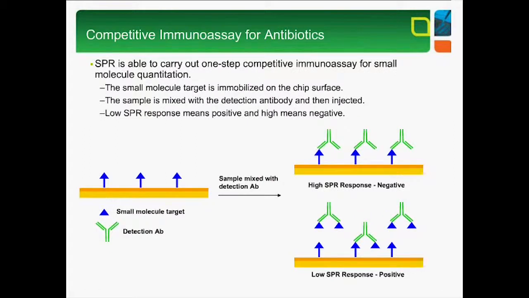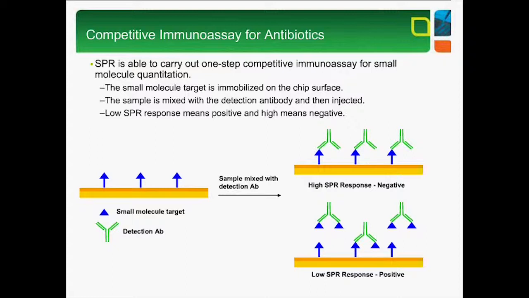So in SPR, we could design a competitive immunoassay to detect these small molecule antibiotics. And what we do is, as opposed to the traditional SPR configuration in protein small molecule analysis, which is covalently linking the large molecule to the surface and flowing over small molecules, in this case, we immobilized the small molecule antibiotics to the sensor chip surface and flow over the antibody that was raised against this small molecule antibiotics.